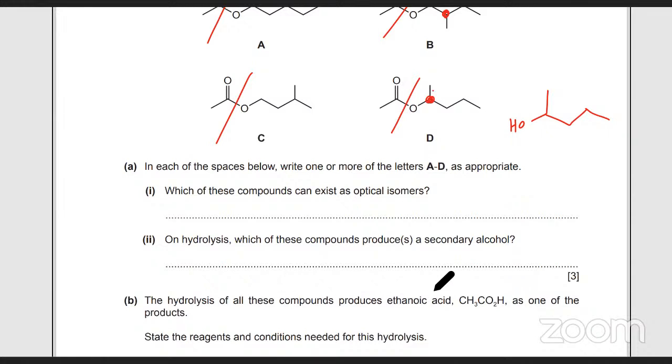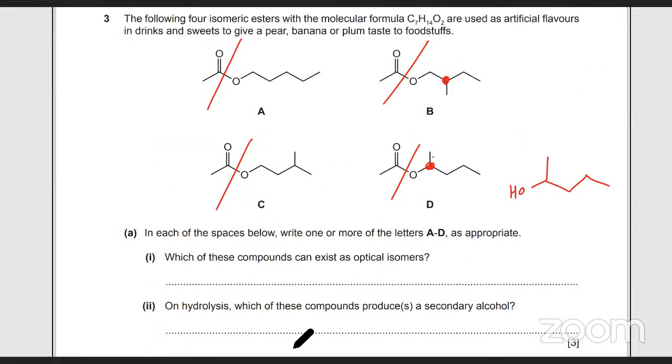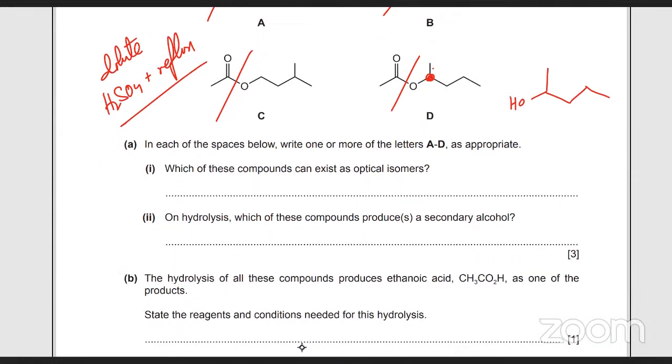The hydrolysis of all these compounds, ethanoic acid is one of the products. State the reagents and conditions needed for hydrolysis. So, वो ester को तोड़ना है, तो that's just dilute acid, sulfuric acid, let's say, plus heat or reflux. So all hydrolysis will happen this way.